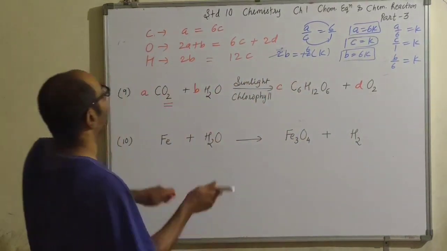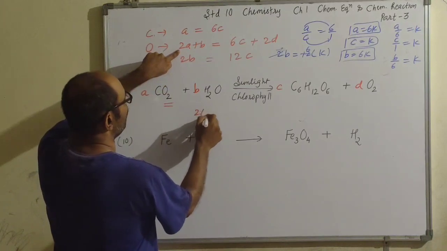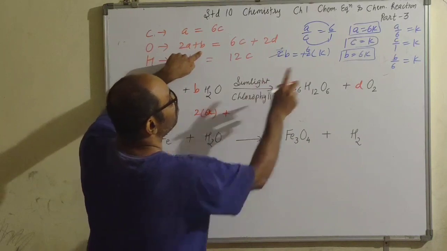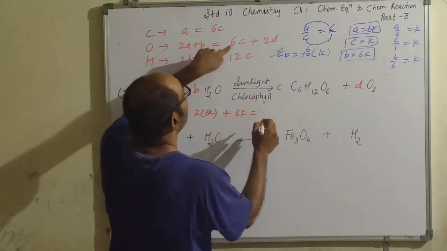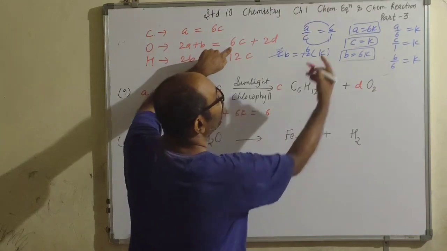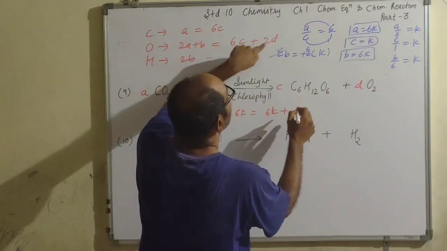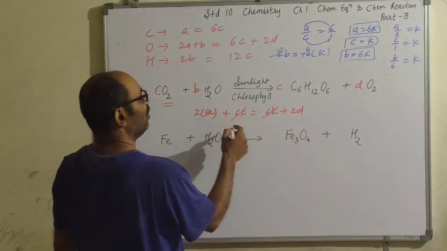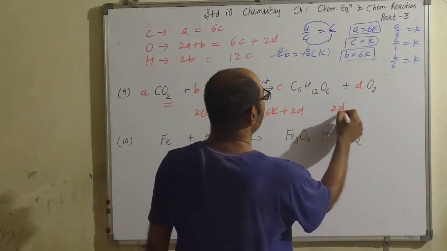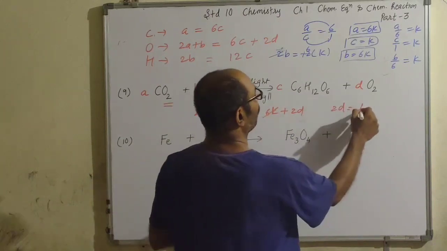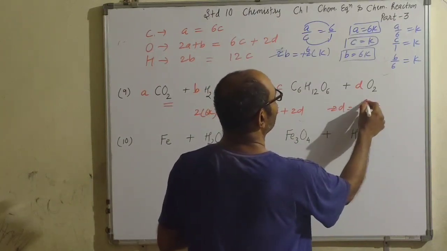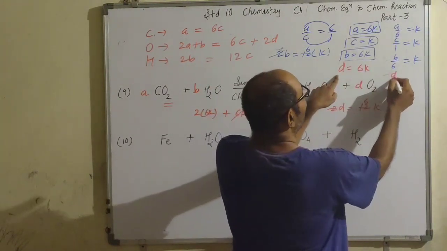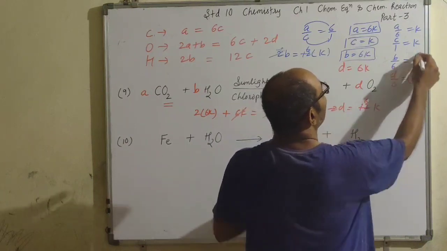Now interesting, this one. 2A. What is A? 6K. Plus B. What is B? 6K. Is equal to 6C. What is C? K. Plus 2D. D is unknown. 6K cancel. Alright. So this 2D is equal to 12K. 2 ones are 2, 6 twos are 12. So D is equal to 6K. So you may write D upon 6 is equal to K.